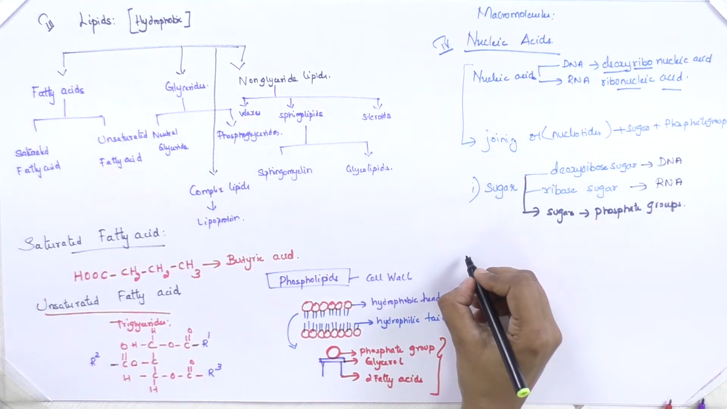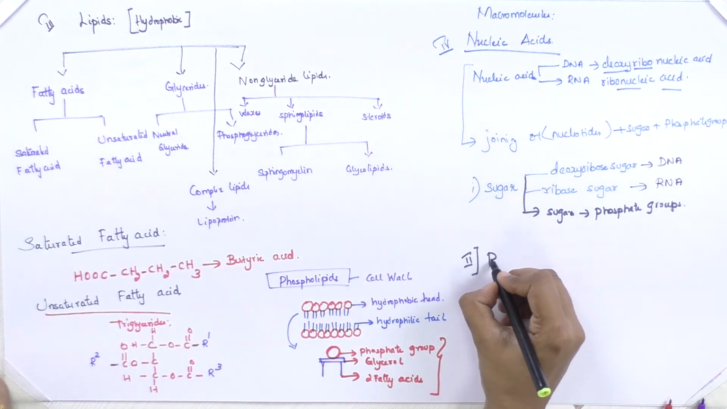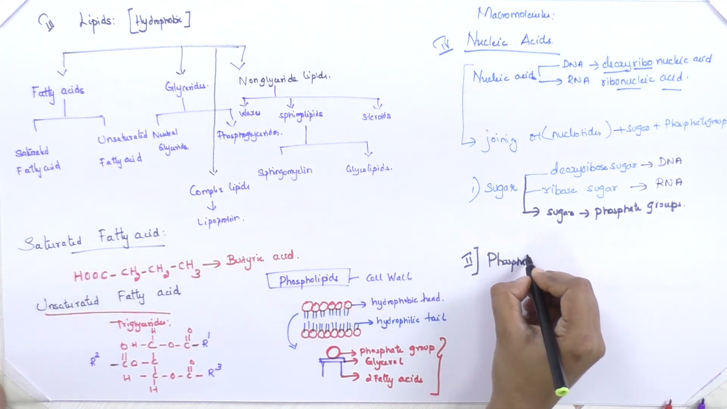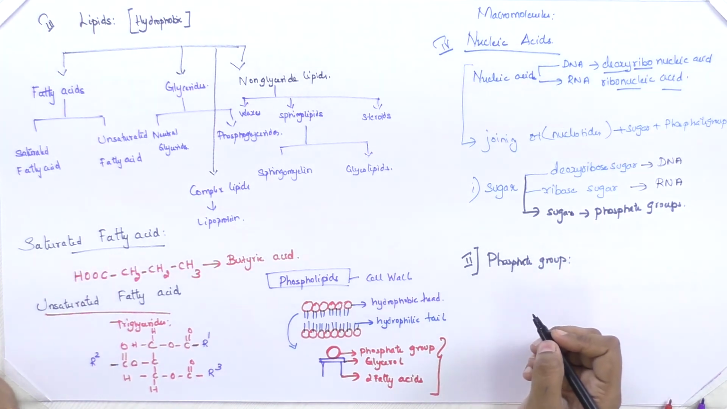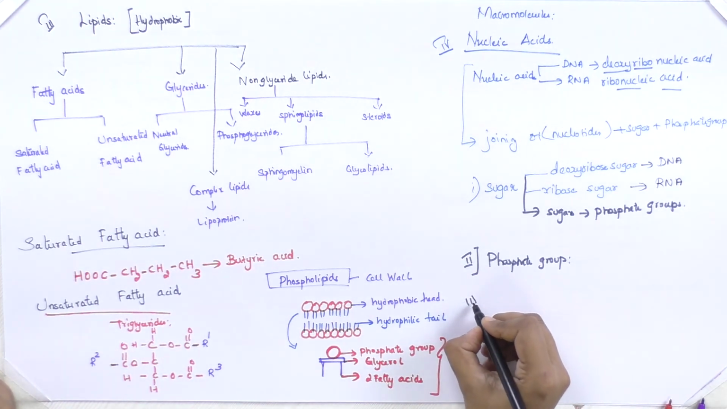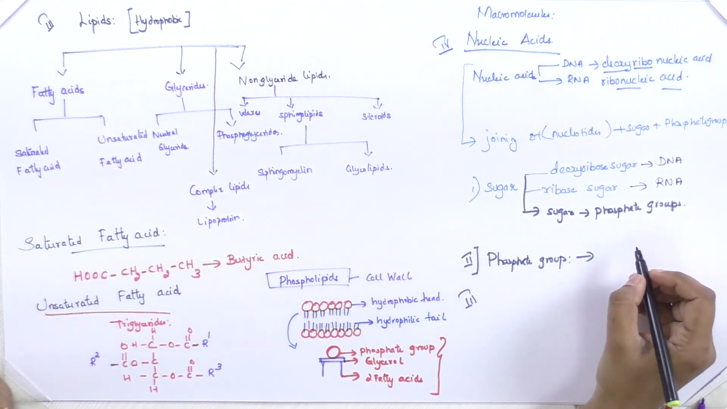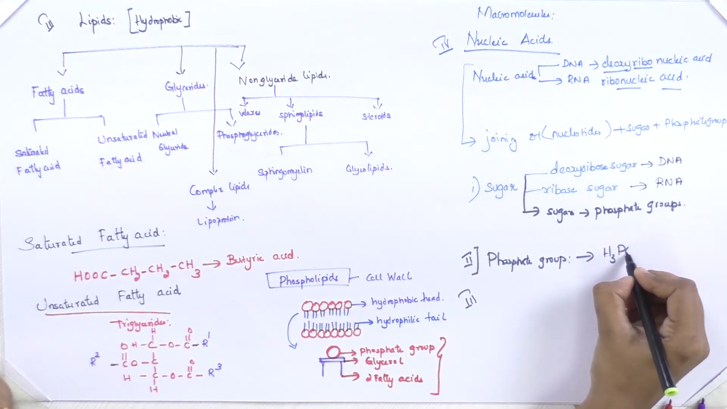Next comes the second component of the nucleic acid, known as the phosphate group. The phosphate group is formed by an inorganic compound, phosphoric acid, which combines with the nitrogenous bases and sugar, and this is a building block. The phosphate group is made up of inorganic phosphoric acid, which is nothing but H3PO4.